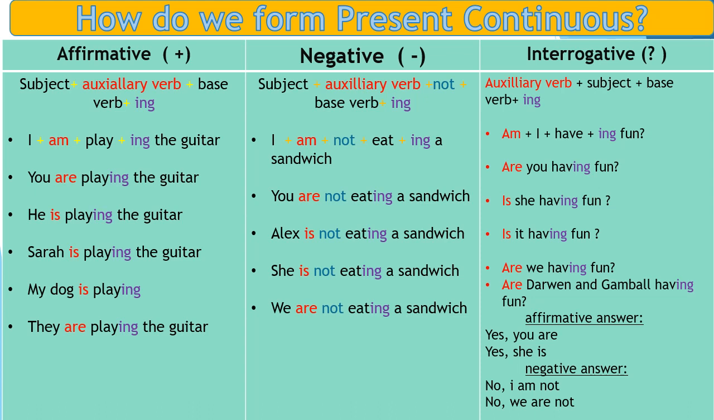In interrogative form, we start with auxiliary verb plus subjects plus base verb plus ing, like, am I having fun? Are you having fun? Is she having fun? Is it having fun? Are we having fun? Are Darwin and Gumball having fun? In positive answer, we have yes, you are. Yes, she is, etc. In negative form, we have no, I am not. No, we are not.